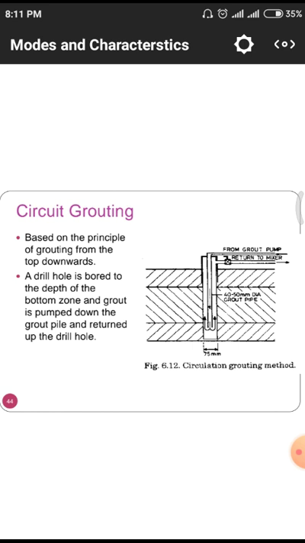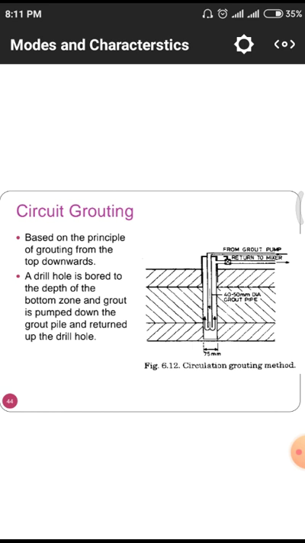In the case of circuit grouting, we are working based upon the principle of grouting from the top downwards. This is the total picture which shows how circuit grouting works. First of all, a drill hole is bored to the depth of the bottom zone, and grout is pumped down the grout pipe and returned up the drill hole.